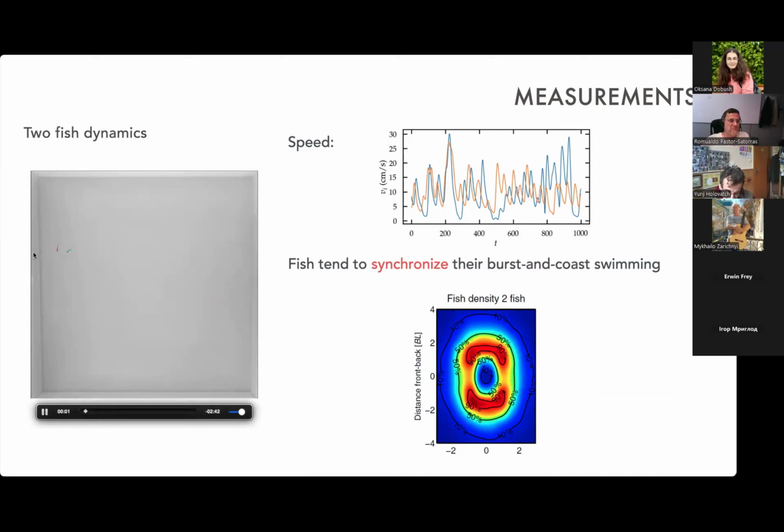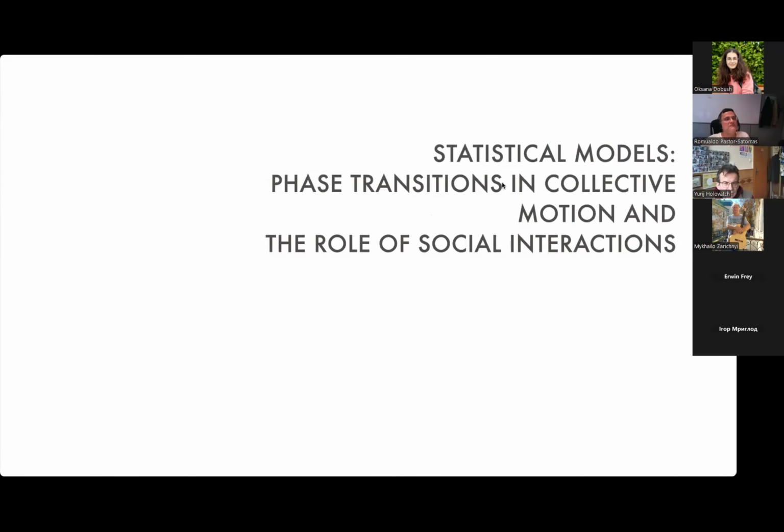We can just study two fish. What we see is that they try to be close together. So this is a heat map of positions of one fish with respect to another. They tend to be in front or behind with high probability. And they seem to synchronize their burst and coast swimming in such a way that the peaks of the velocity in one fish seem to coincide more or less with the peaks of the velocity in the other fish. Then from here, we can go on and analyze many fish, but this is something that we will do later.